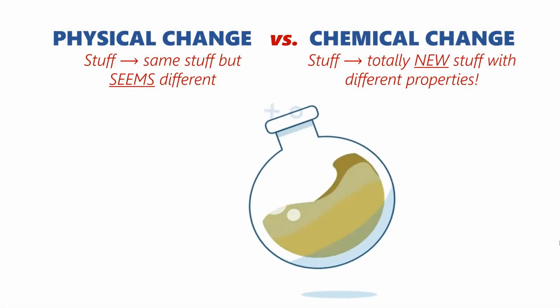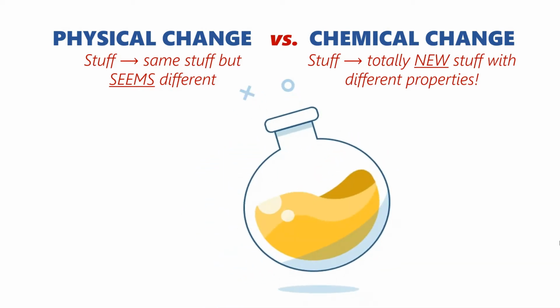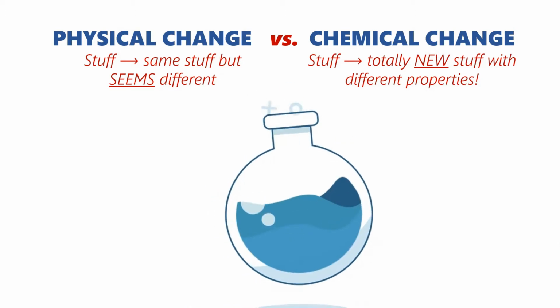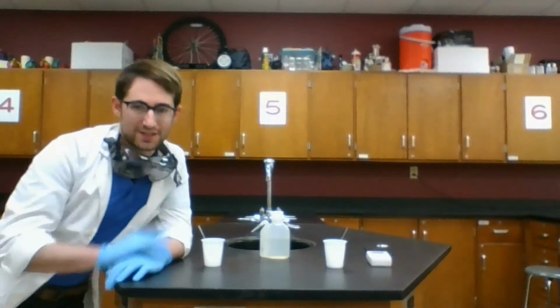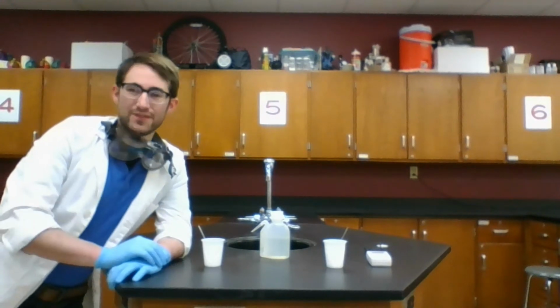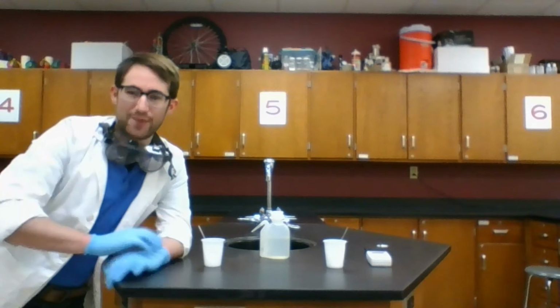Now, for chemical changes, we do change the composition. We end up getting down between the atoms and scrambling stuff up. Things bond to each other in different ways. We end up with new substances that have new properties. So something totally new with a different chemical recipe, different chemical makeup.